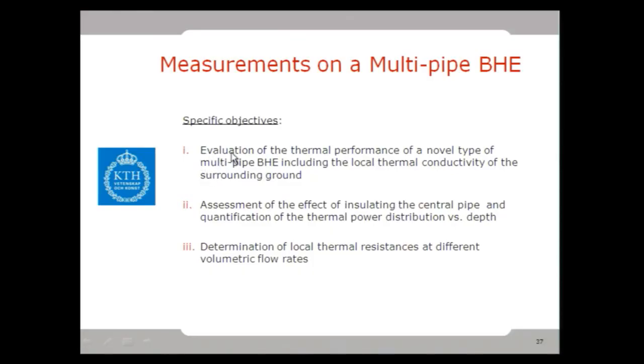I will lastly go through the measurements on the multi-pipe heat exchangers. On this heat exchanger, the objectives were the evaluation of the thermal performance of a novel type of multi-pipe heat exchanger, including the local thermal conductivity of the surrounding ground, assessment of the effect of insulating the central pipe, quantification of the thermal power distribution, and the determination of local thermal resistances at different volumetric flow rates.